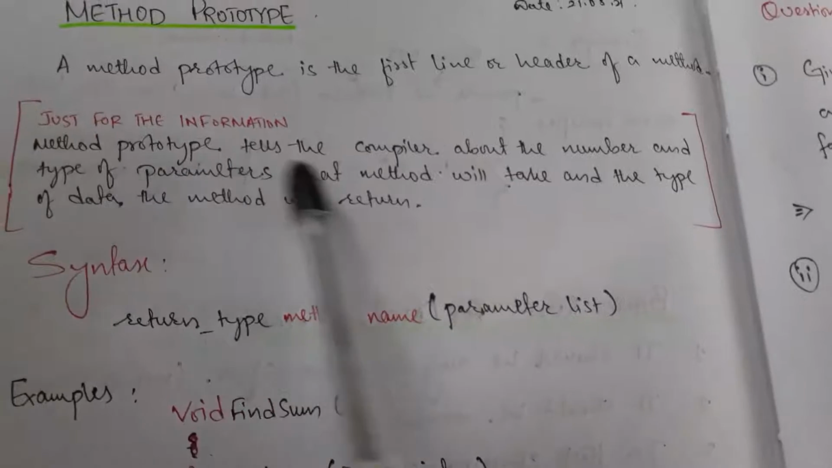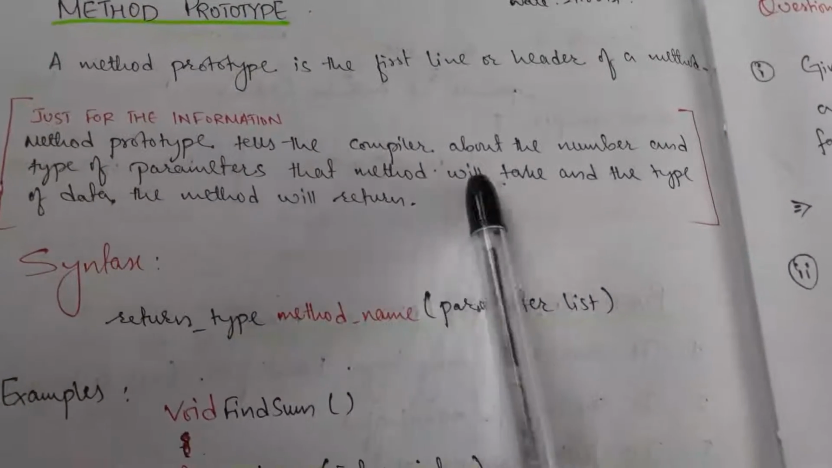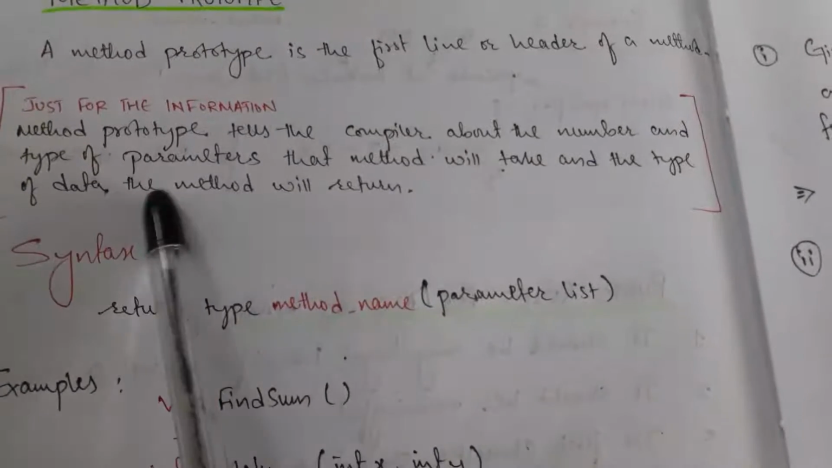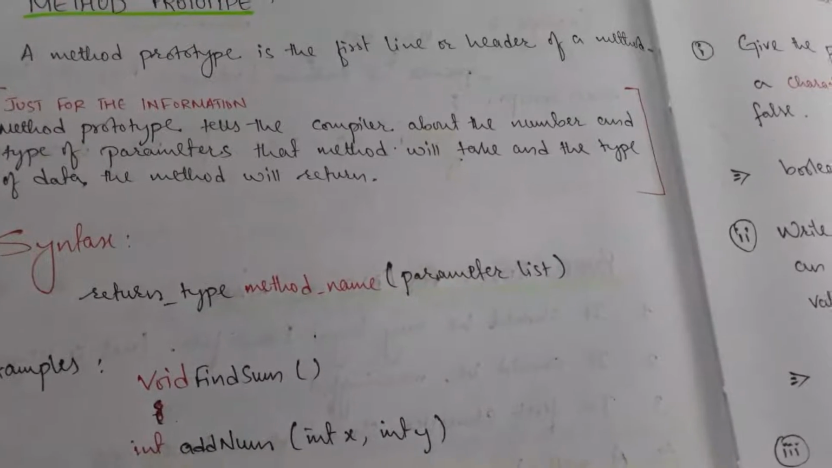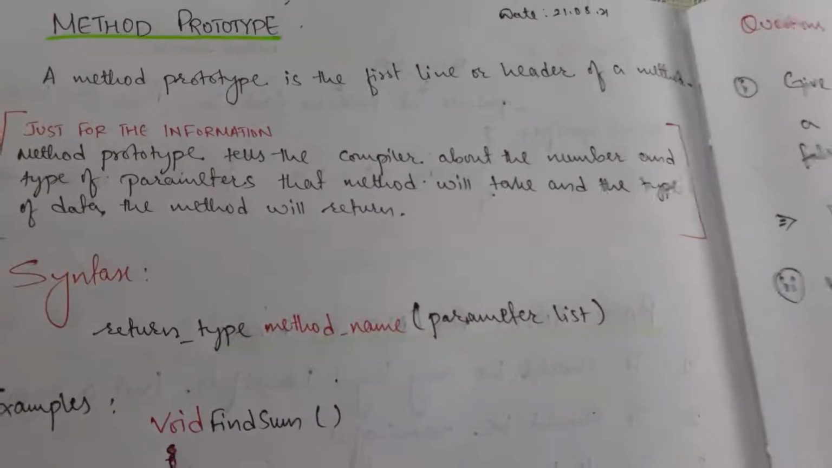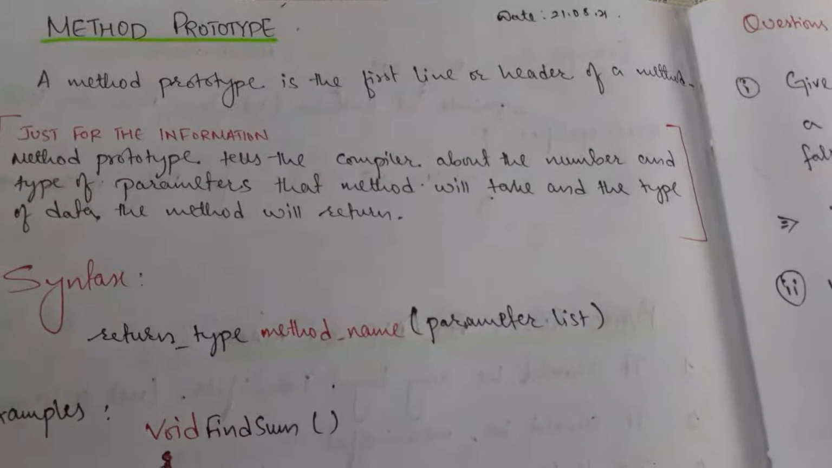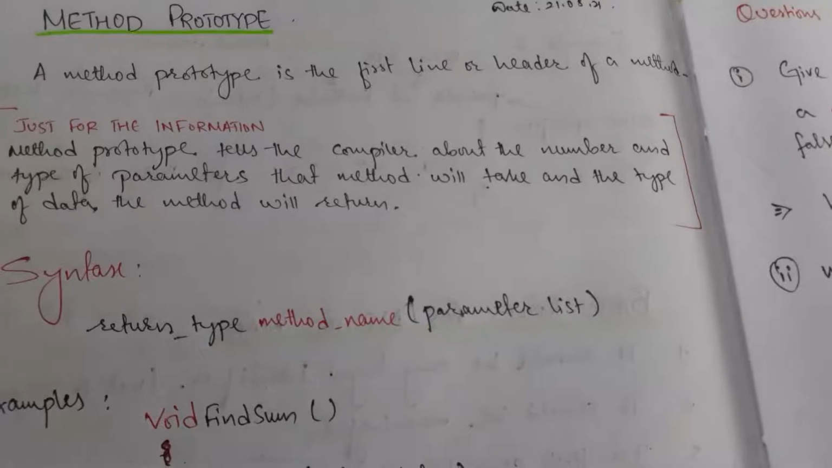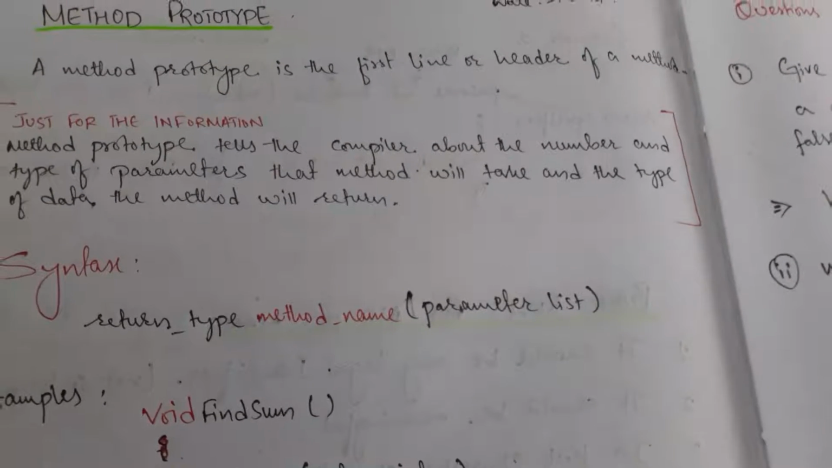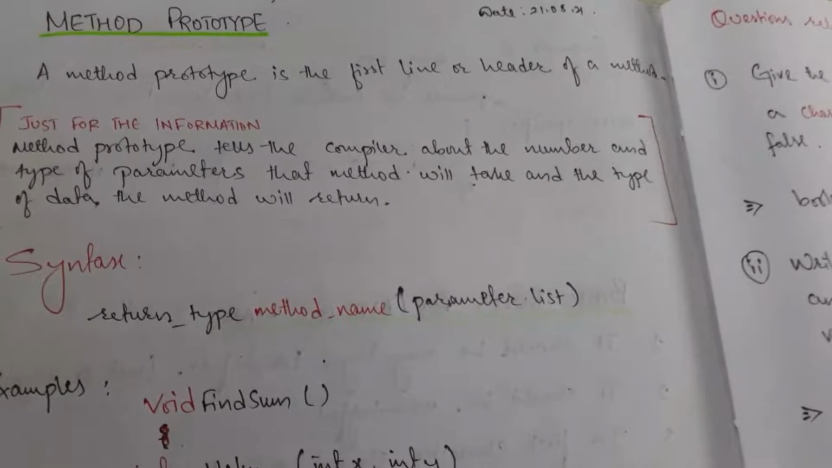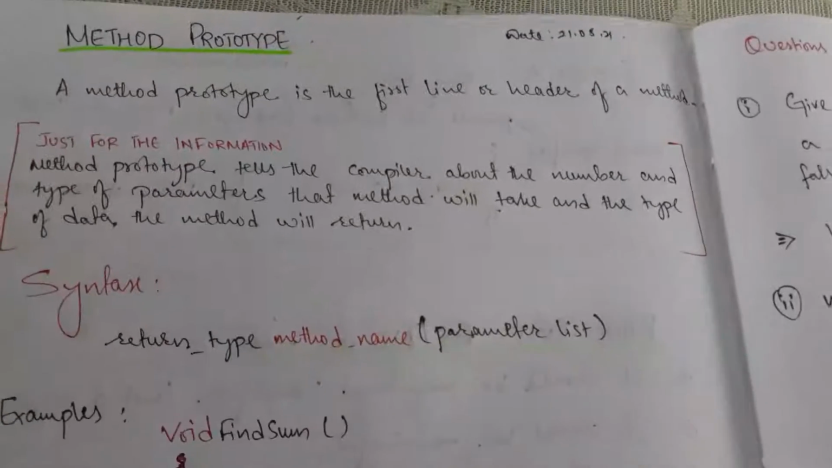A method prototype tells the compiler the number and type of parameters that the method will take and the type of data the method will return. That means, with the help of the method prototype we can easily know what kind of return type will be given and what kind of parameters have been taken in the method.